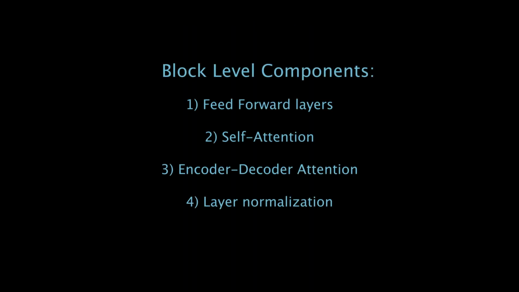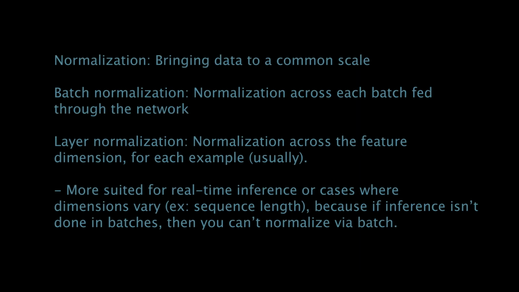Moving to the block level now. There are 4 main components among encoder and decoder blocks: feed-forward layers, self-attention, encoder-decoder attention, and layer normalization. The layer normalization mechanism applies normalization across the feature dimension, differently from the commonly used batch normalization. This is ideal for language modeling because if inference is not done in batches, which is uncommon in most NLP applications, then you can't normalize via batch. Note that I'm going to exclude it from upcoming diagrams for simplicity.